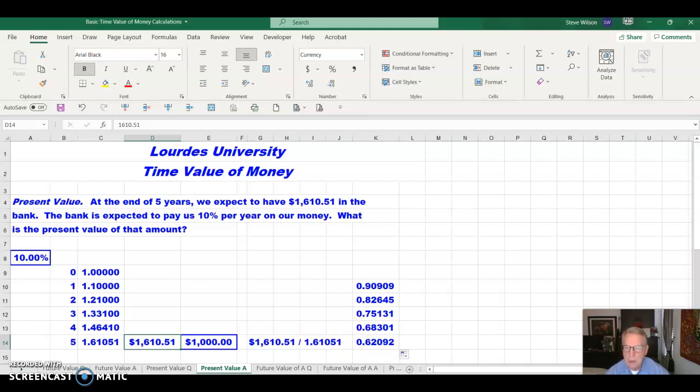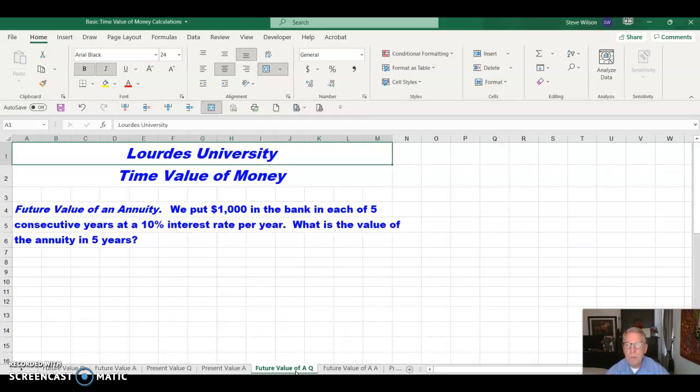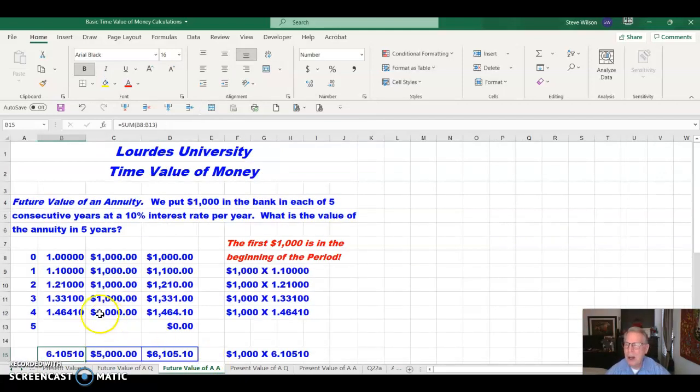Okay, next we're going to do a future value. This time it's a future value of an annuity. In this case, we put $1,000 in the bank in each of 5 consecutive years at a 10% interest rate. What is the value of that annuity in 5 years? Well, the setup, shockingly, is exactly the same. We set up our factors here, but this time we actually use the period 0 factor. So that 1 times 1,000 is 1,000, and then 1,100, etc.